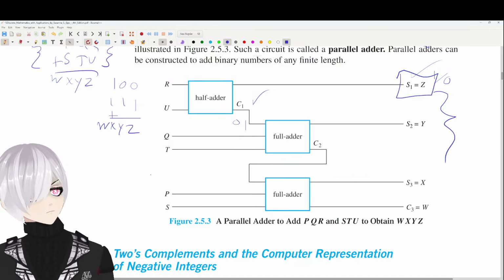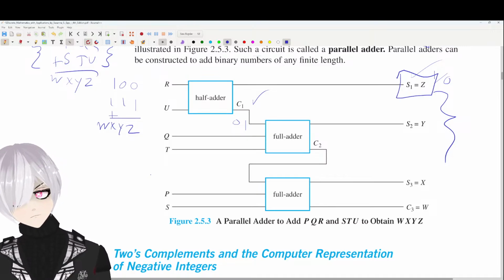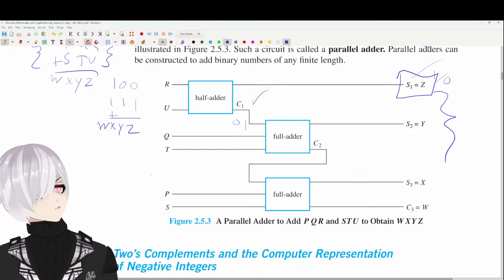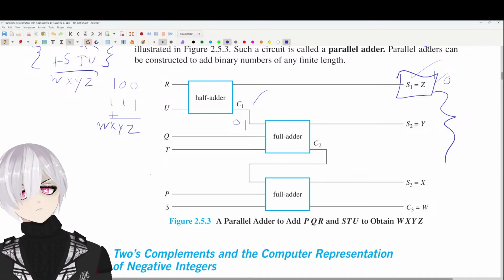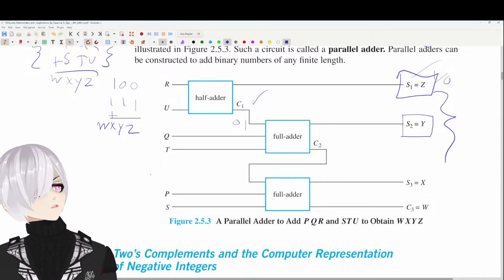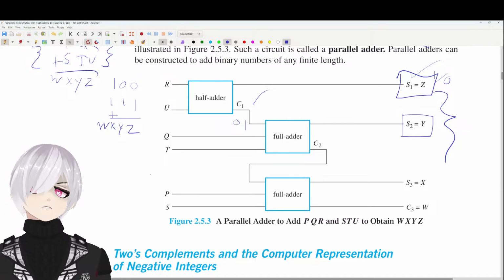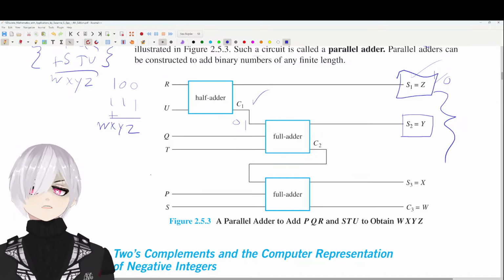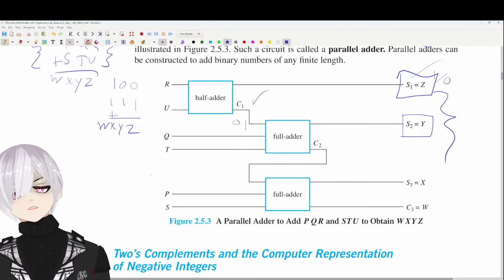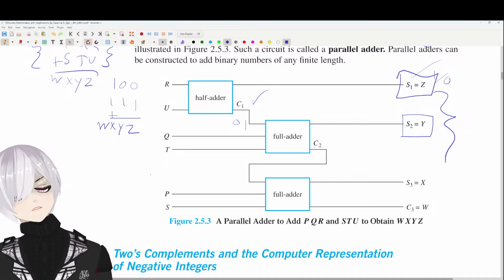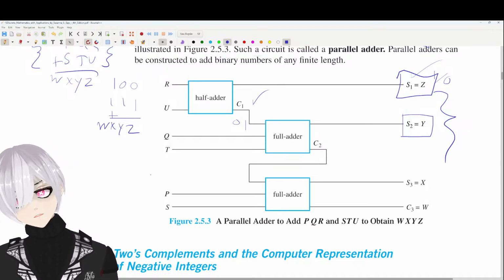Then we put C1 into the full adder with Q and T. That gives us C2 S2. The S2 is our next digit, that's the Y. It just made it the digit that goes in that column without any extra comparison. So yeah, I like it. It's easier when doing it this way.